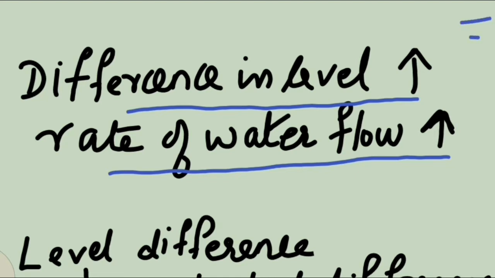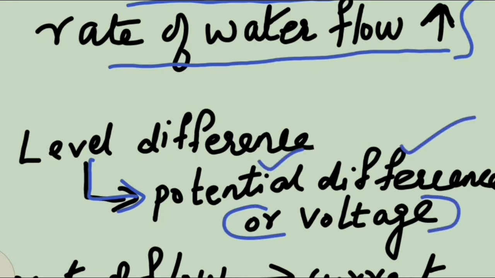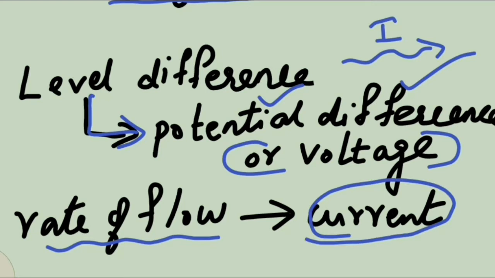I told you earlier also, you should compare the flow of current with that of the water flow. So here this level difference is actually the potential difference or the voltage which we have learned, because this potential difference or voltage is responsible for the flow of current that we have learned in the previous classes. And the rate of flow of water, we can consider it to be the current.